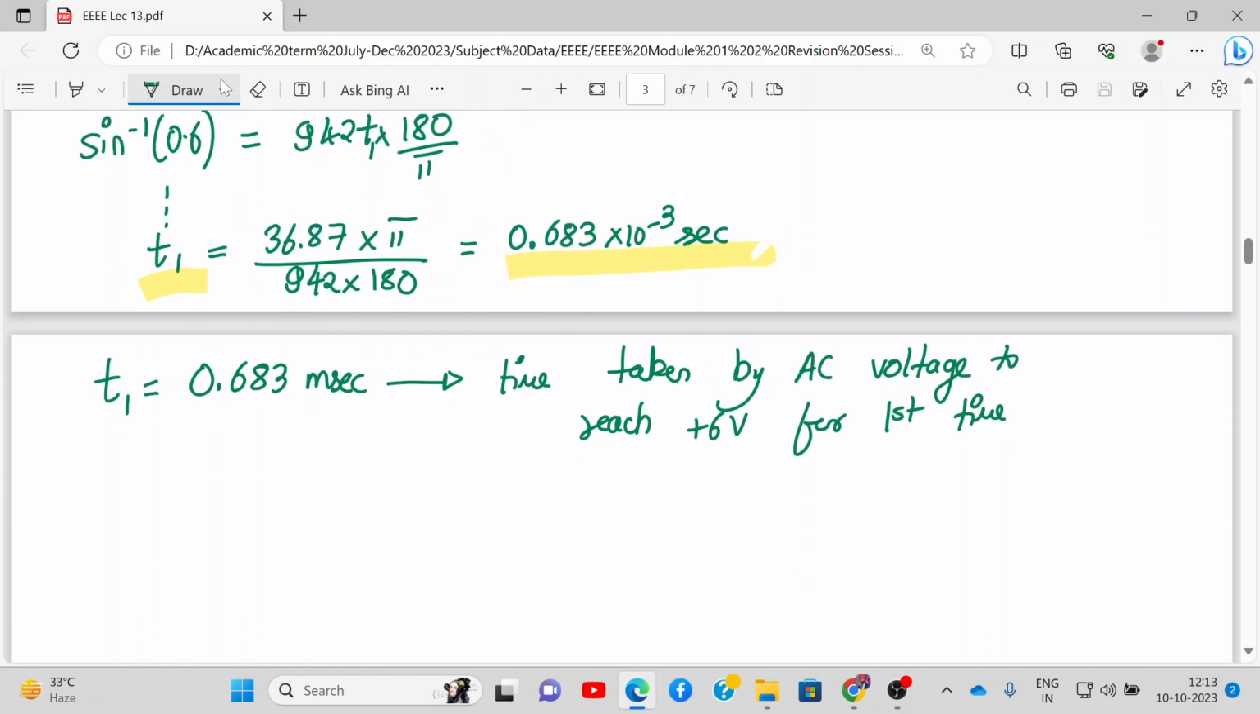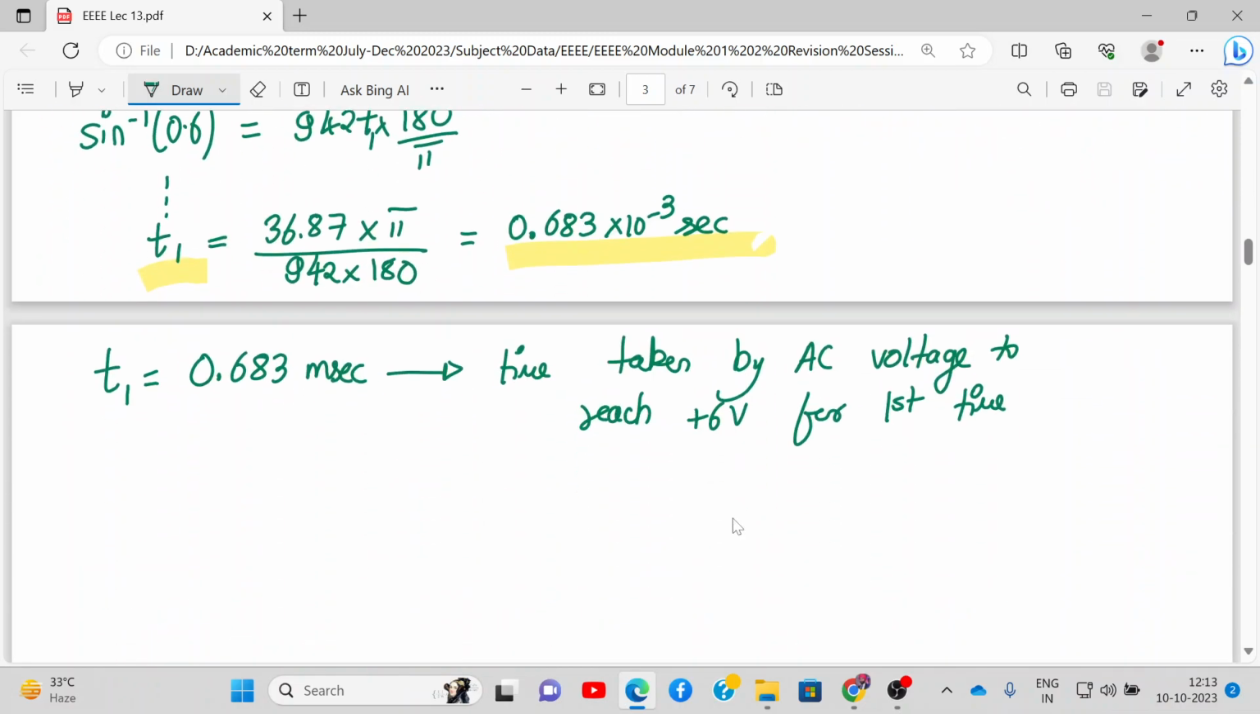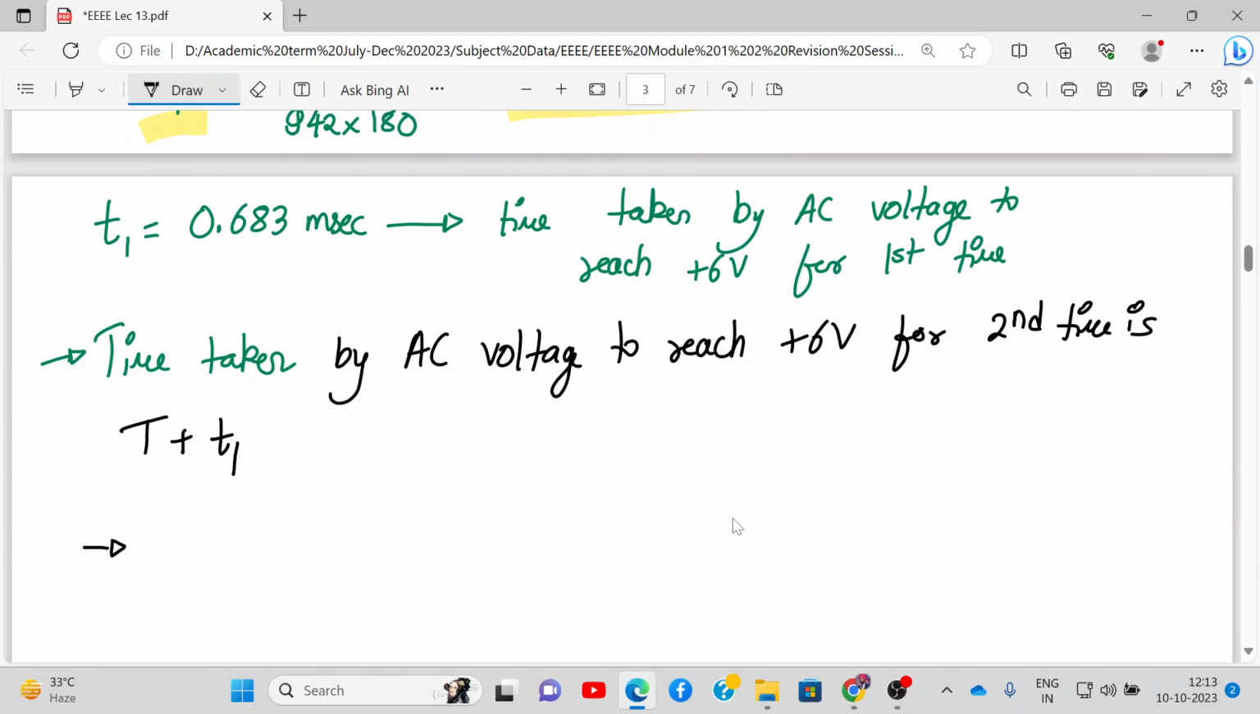All right, now we know that the time taken for the value of AC voltage to reach for the second time is T plus T1. So let us write it down. For the second case, time taken by AC voltage to reach plus 6 volt for the second time is T plus T1. So we need to calculate capital T. How can we calculate capital T?